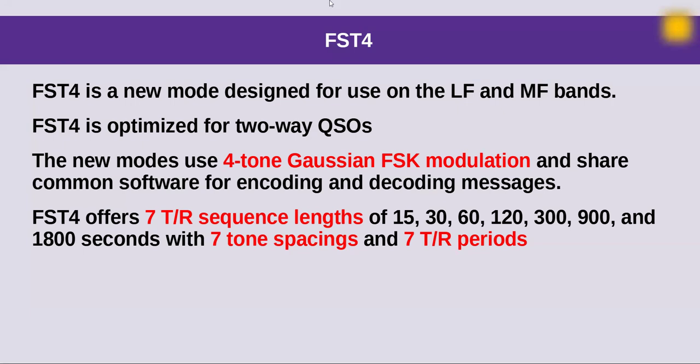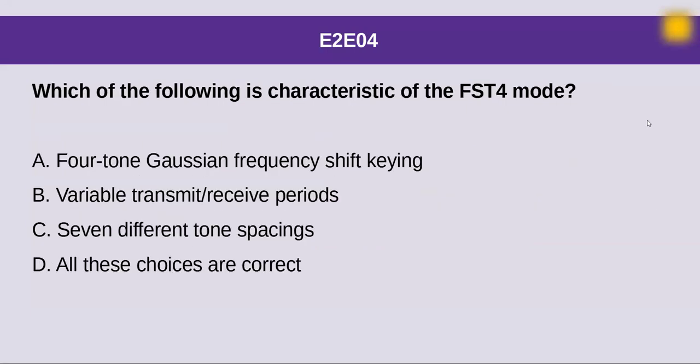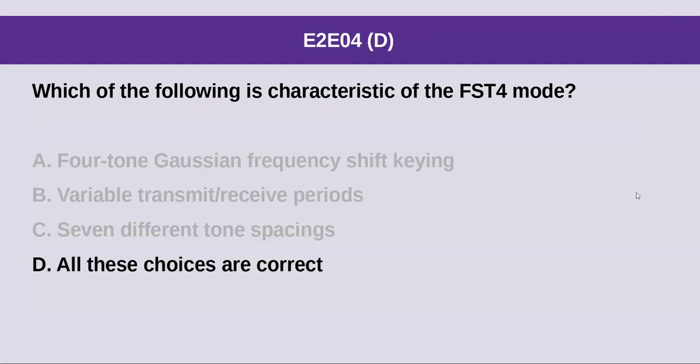So it really is kind of complicated. Maybe it's simple to use. I haven't tried. Which of the following is a characteristic of FST4? I'm sure. Oh, yeah. 7? 7.